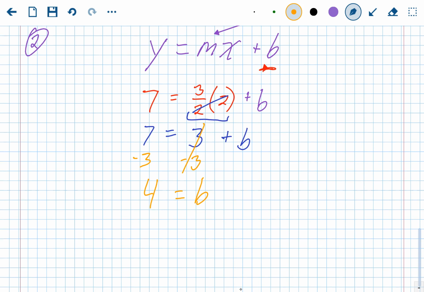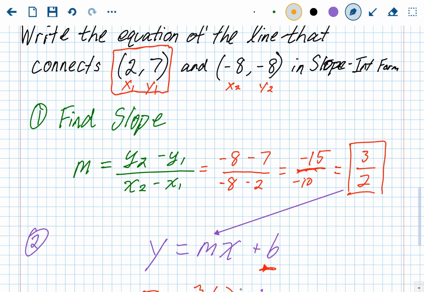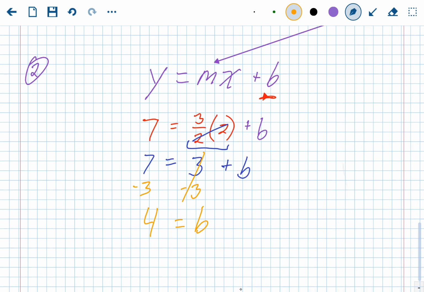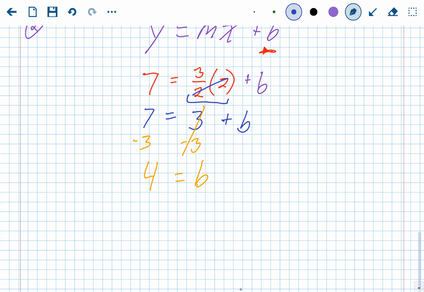Now, a lot of students get excited and think that's the answer, b equals 4. That's the y-intercept, but that wasn't the question that was being asked. It was to write an equation in slope-intercept form that goes through those 2 points, and that's not an equation for that line. So your last step is to write the equation.